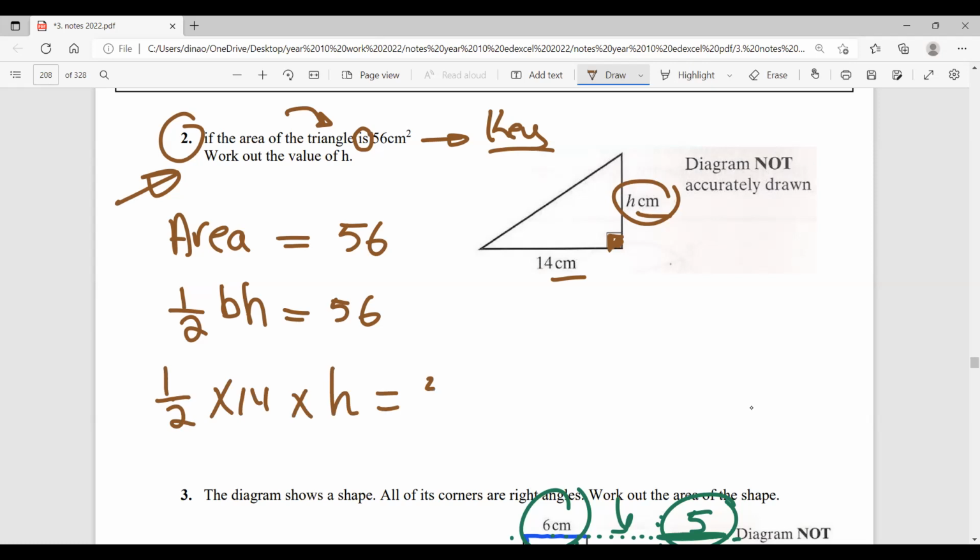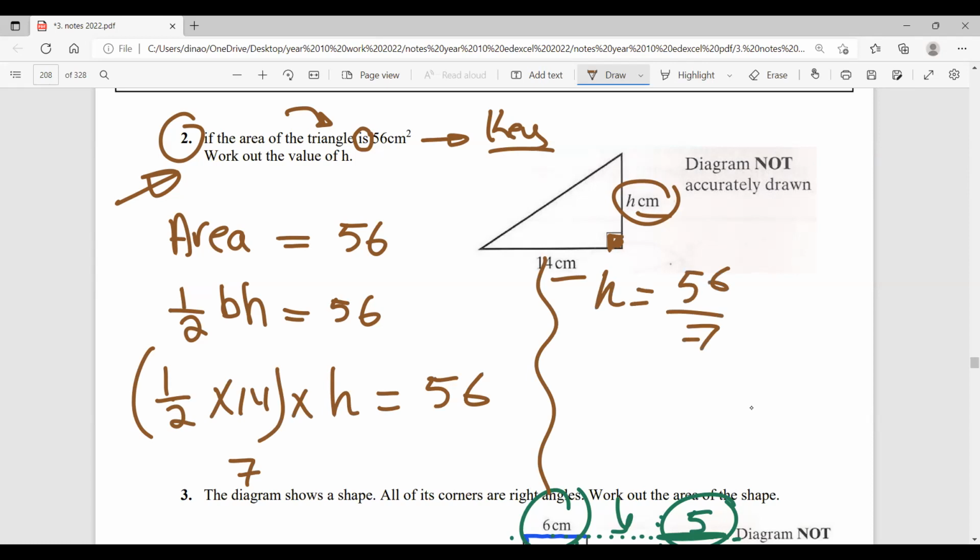And this is what I'm trying to say. You create an equation to find a certain parameter. Always, guys, let's make life easier on ourselves. Half times 14 which is 7. Okay, and the 7 goes to the other side by division. So the height is 56 divided by 7 which is 8, I guess.